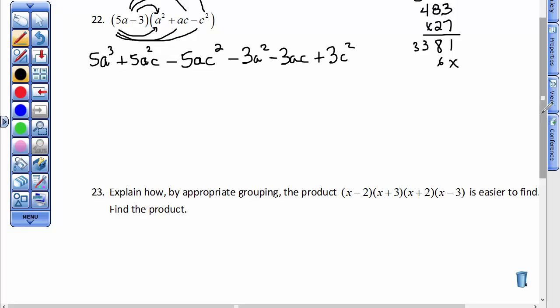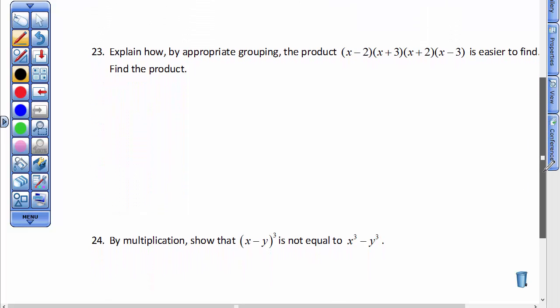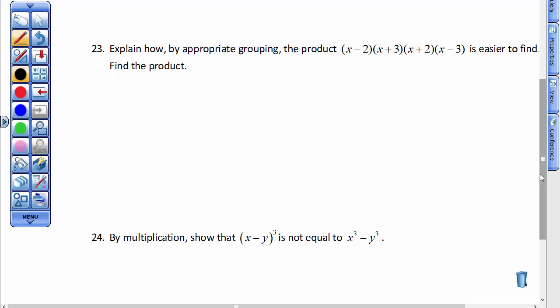Let's see. How would you explain what the product of this would be, and how would it be easier to find it? I hope you'll pause right now and think about that.